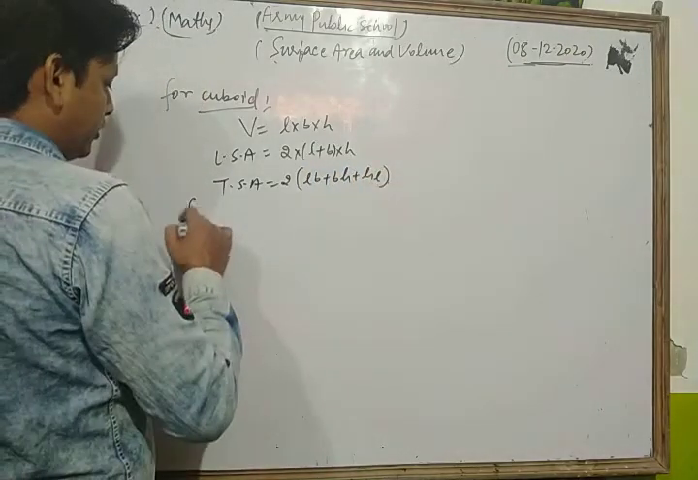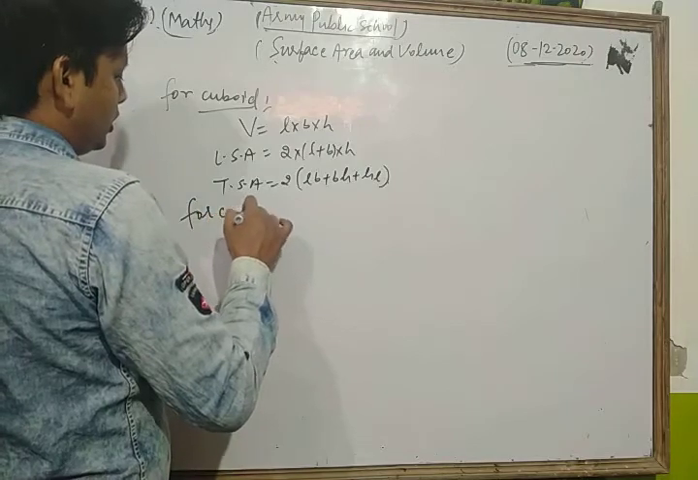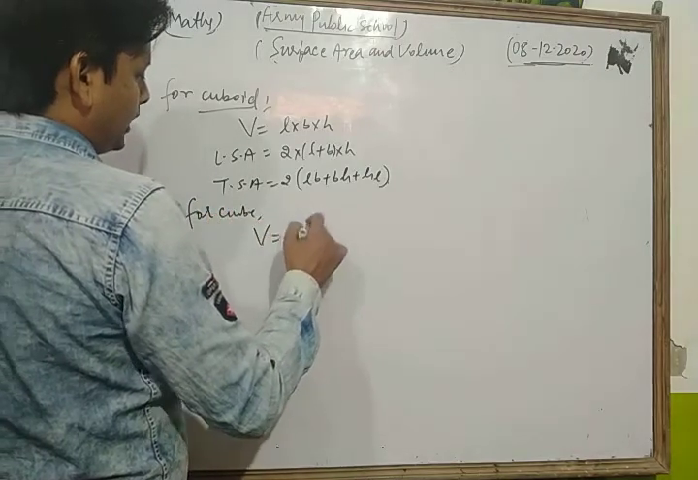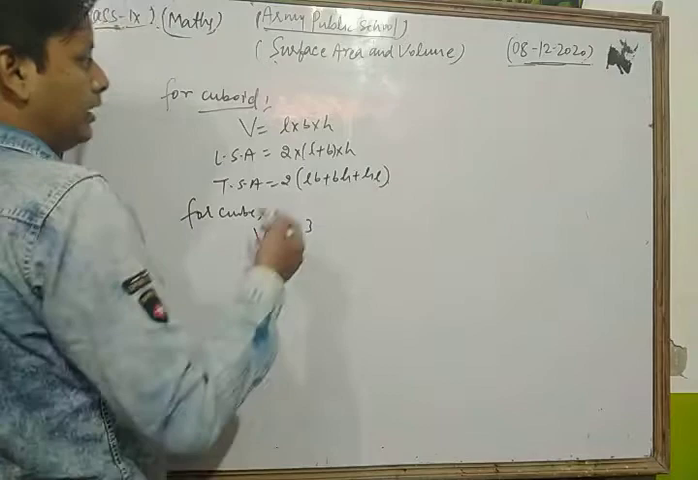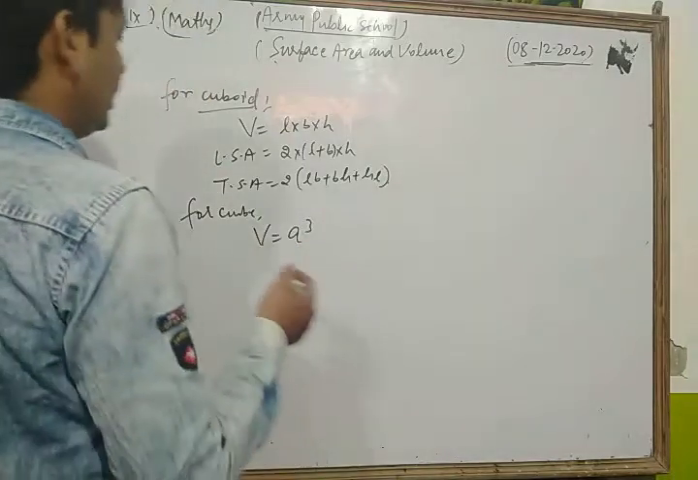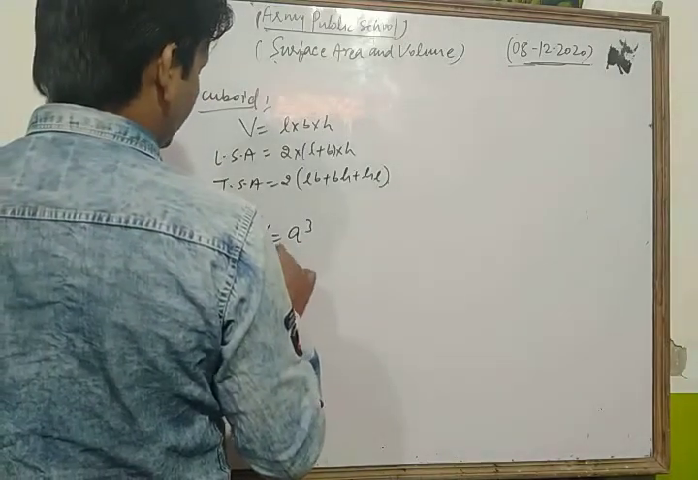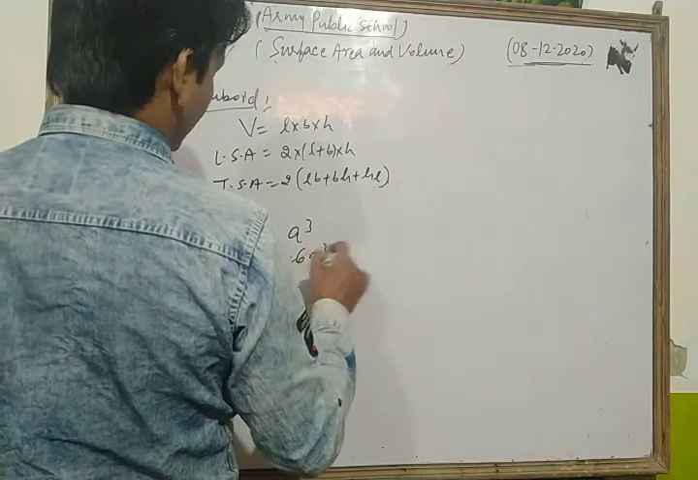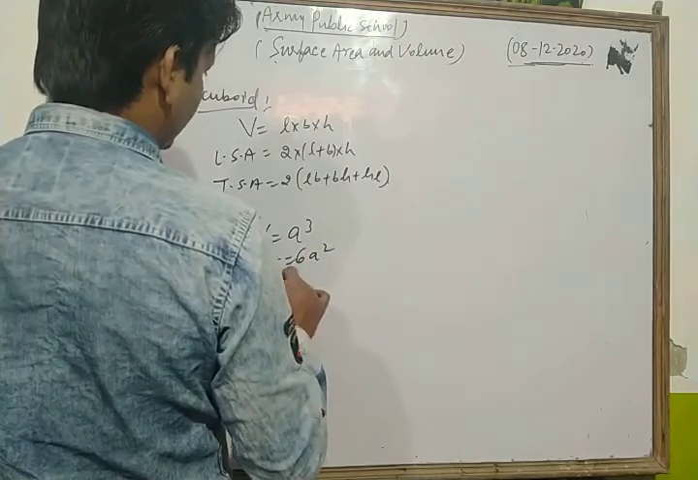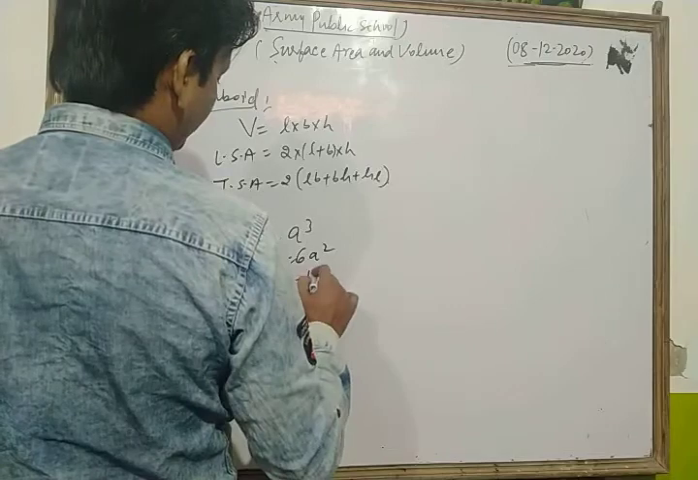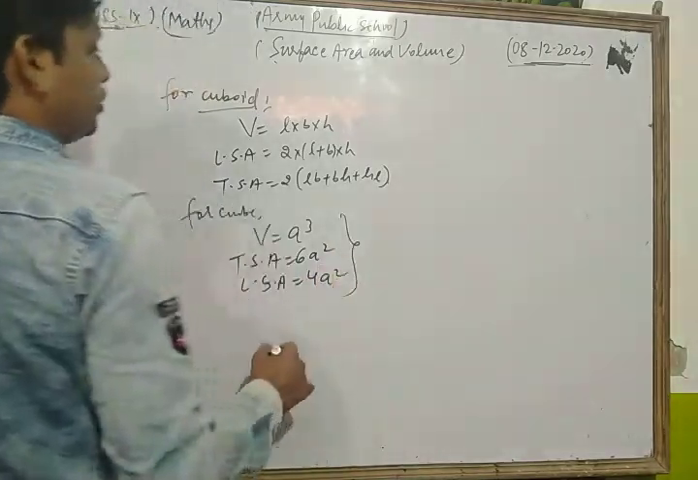Now for cube, dear students, what is the condition of a cube? In a cube, all length, breadth and height are equal to each other. The volume of the cube is a cube. The total surface area of the cube is 6a square, and the lateral surface area is 4a square. Here a is the side of the cube.